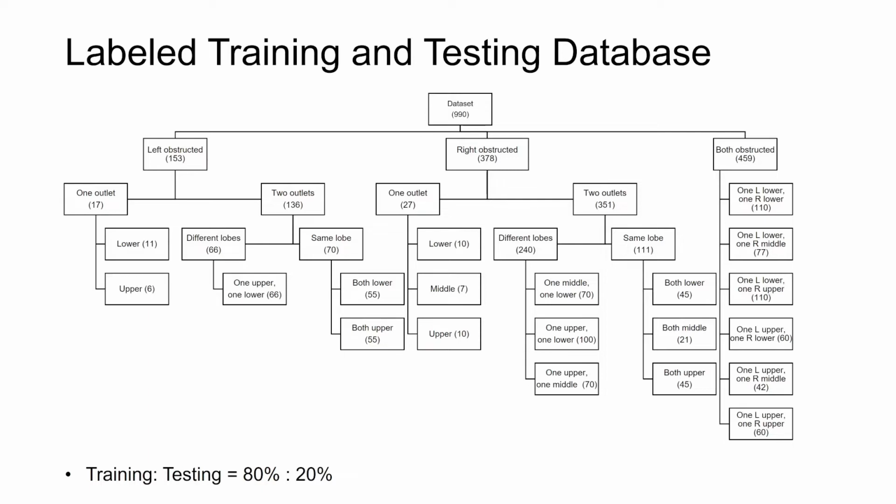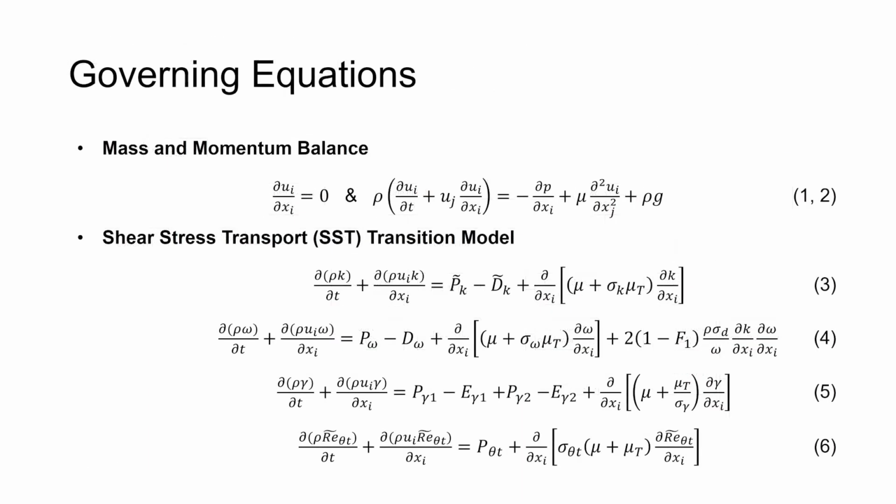You may see the structure in this slide. After we finished all the simulations, we had 990 velocity contours labeled by their obstruction sites. We divided the data, using 80% for training and 20% for testing. When we do the simulations, it is classical computational fluid dynamics as used in lung aerosol dynamics simulations. I just listed some of the equations, but I will not have time to go into details about them.